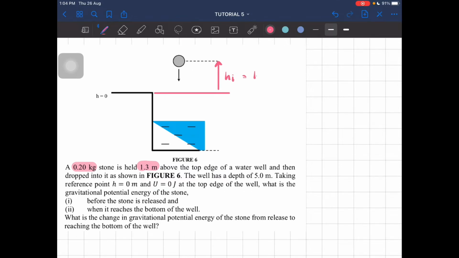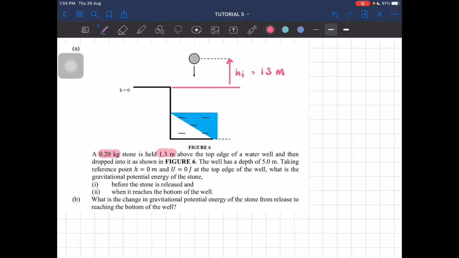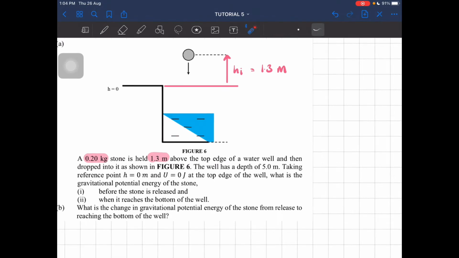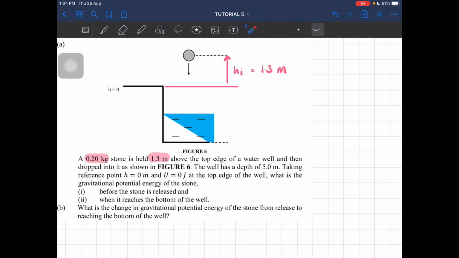Hi, so 1.3 meter. Okay, and then it dropped into here lah, it falls into the water, and then the well has a depth of 5 meter. So the well has a depth of 5 meter, meaning the distance here is 5 meter. Why do I put negative?